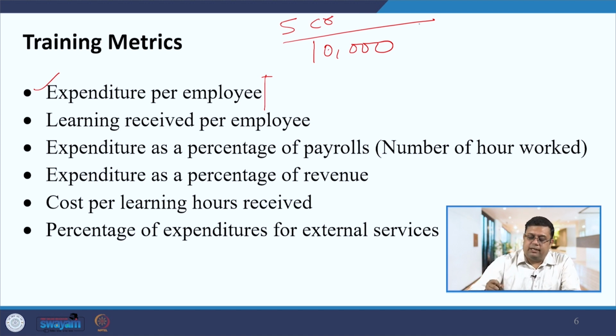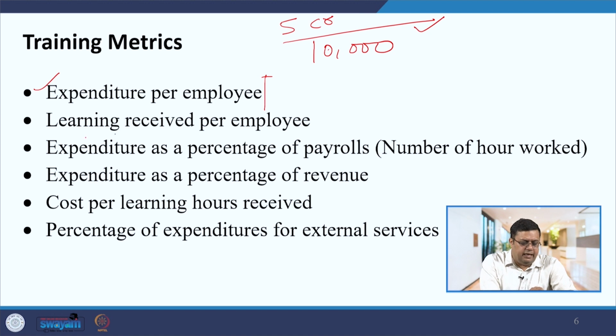Now you can calculate the per employee expenditure, and if it is increasing, then you can say yes, it is increasing and you are focusing more on employee development, and this amount you can use in order to do the employer branding, like how much we care. So, expenditure per employee, that is what you can say.